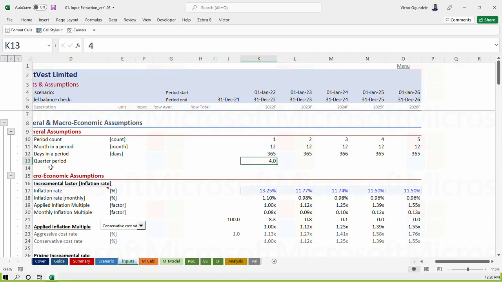So let's just put this as 4. So I think it is 4. We have 4 in the period. So instead of dividing this by 12, let's divide it by our quarter, right?